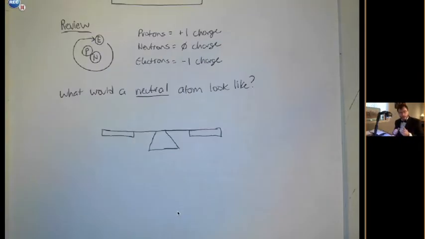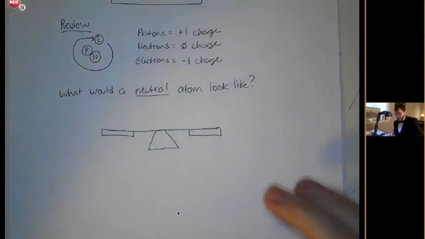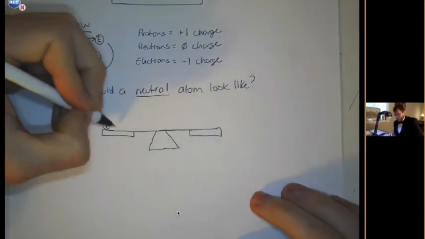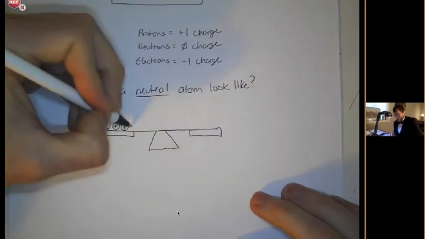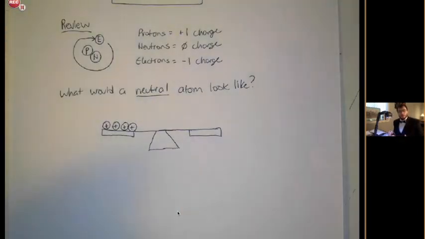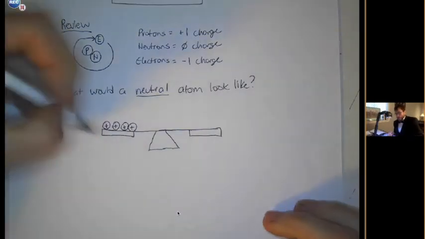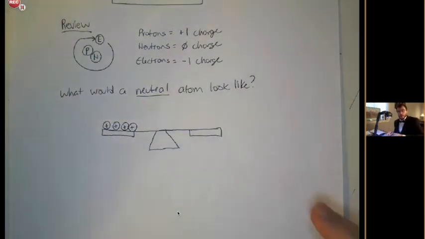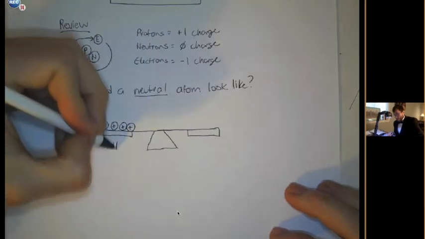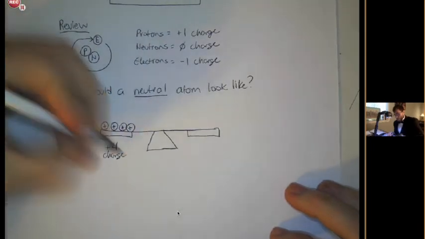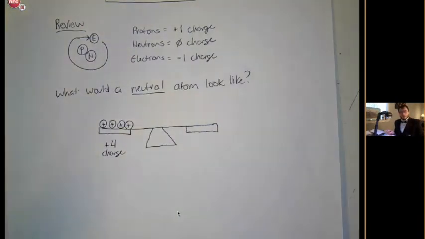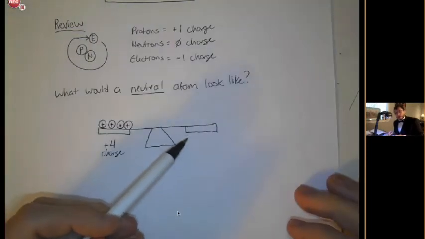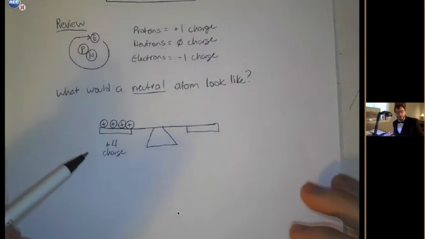Now, here's my question. Let's say that this atom had 4 protons in it. Remember, protons are positively charged. So it has 4 protons in it. That means this side of the scale has overall a +4 charge. Now here's my question. How many electrons would we need to put on the other side of the scale in order to completely balance out the +4 charge on this side of the scale?